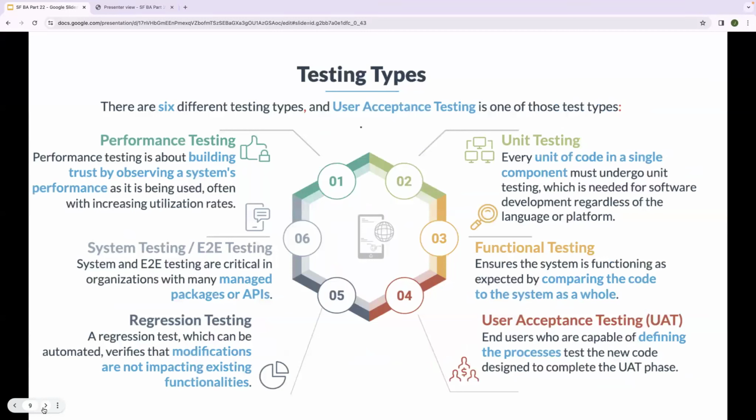Testing types. There are six different testing types, and user acceptance testing is one of those test types. Performance testing is about building trust by observing a system's performance as it is being used, often with increasing utilization rates. System testing, E2E testing. System and E2E testing are critical in organizations with many managed packages or APIs.